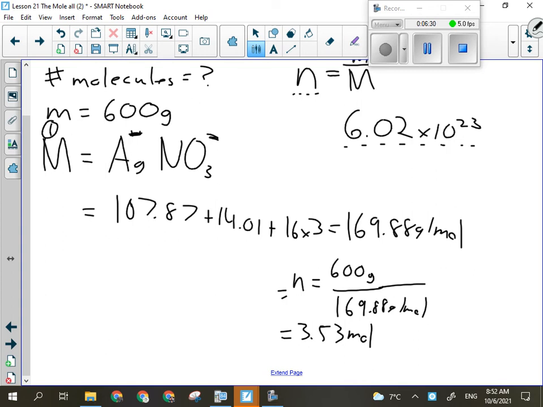You keep all the decimals, and then at the end you can round off to the right number of significant digits, which we are not covering till physics. Okay, but I just want you to get in the habit of keeping all your decimals. Okay, so I've got 3.53 moles.